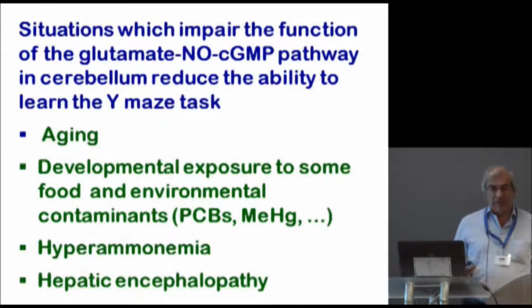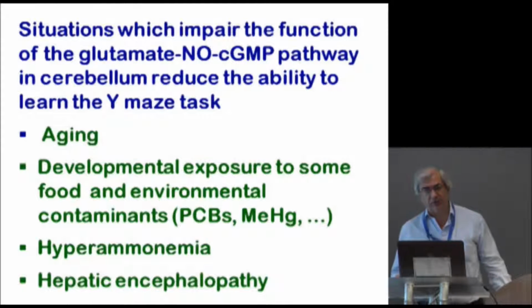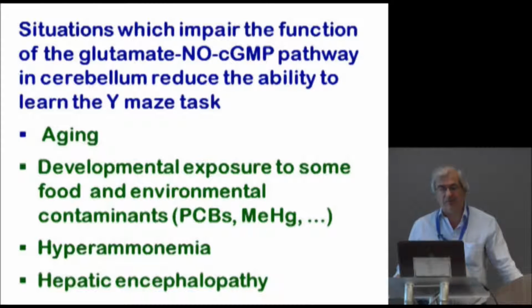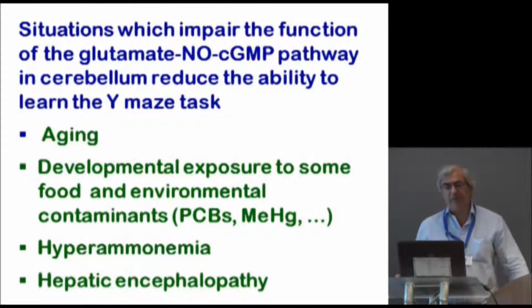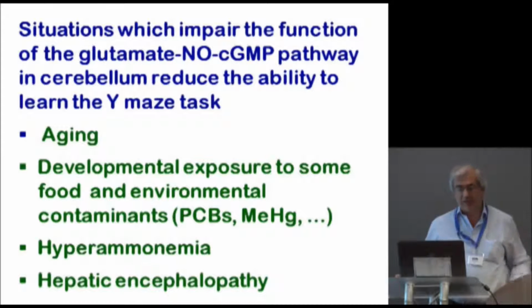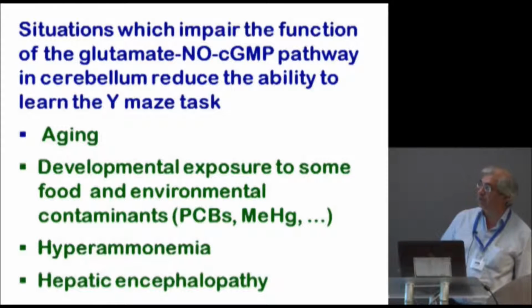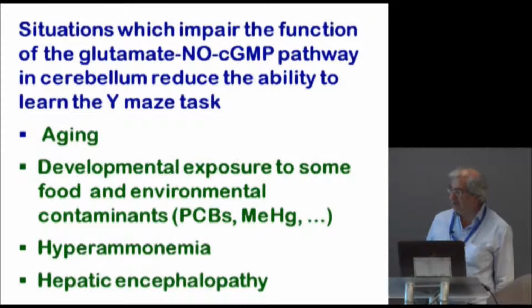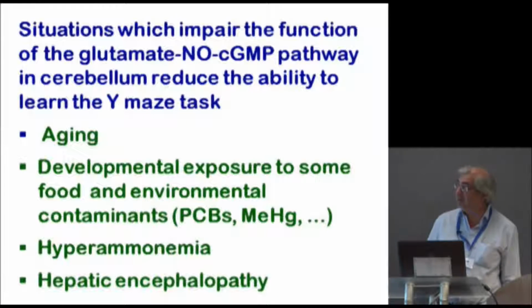We have studied this system in many different experimental conditions, and we have found that situations which impair the function of the pathway impair the ability to learn this Y maze task. And this occurs, for example, with aging, by developmental exposure to some contaminants such as PCBs, methylmercury, and also occurs in hyperammonemia or hepatic encephalopathy.